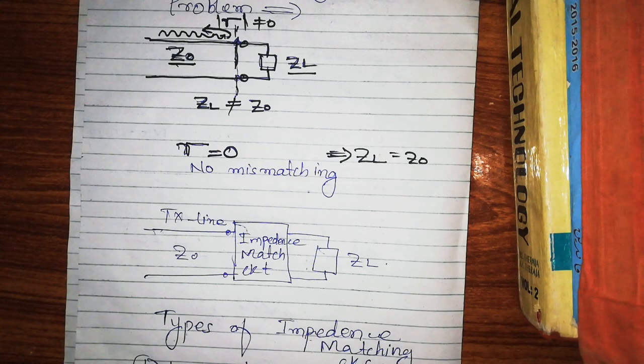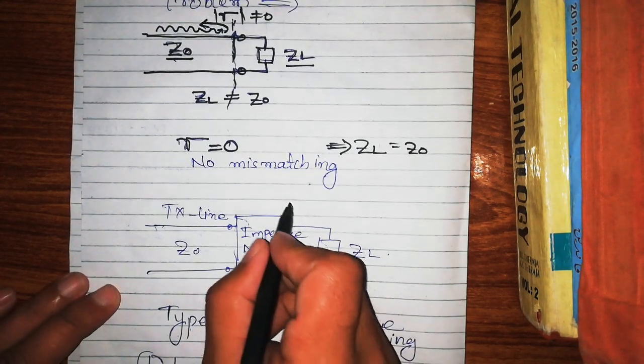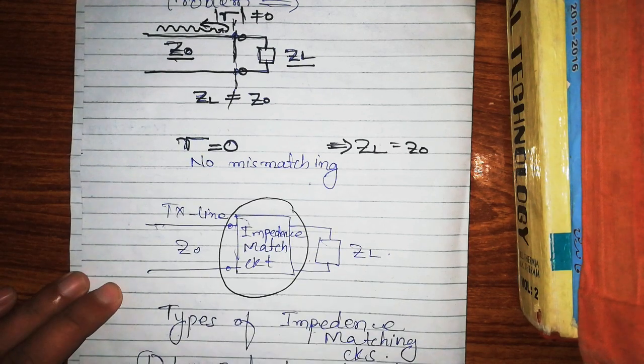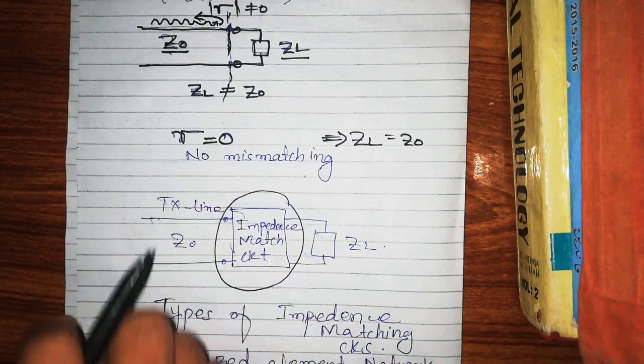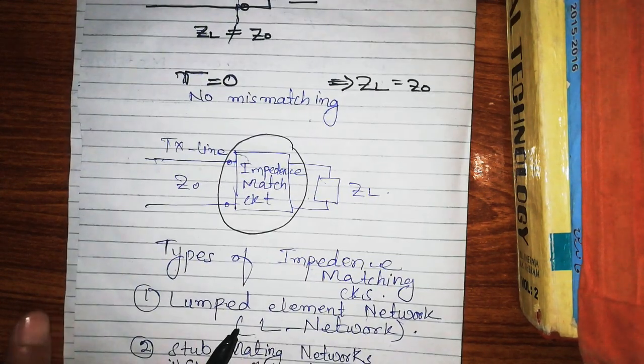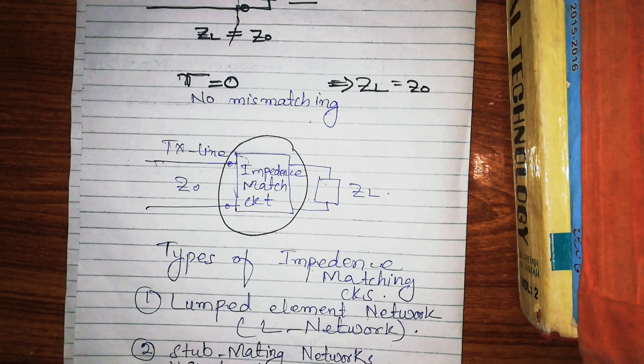We can obtain this matching by using impedance matching circuits. We insert these impedance matching circuits in between your load and your transmission line. So again, look, in this topic we will study all the possible impedance matching circuits, and in the next video we will also study impedance matching circuit designing and how to use the Smith chart to solve the problems to design different impedance matching circuits.